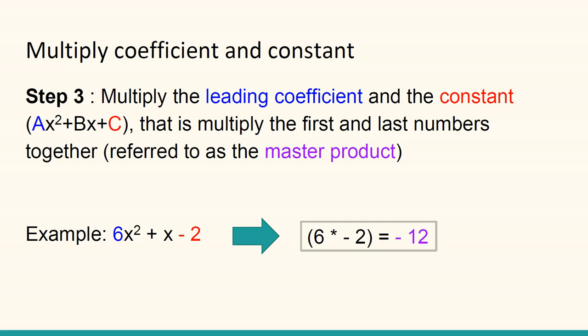For this step, we have to multiply the leading coefficient with the constant. Why do we have to multiply the leading coefficient by the constant? Good question. We multiply the leading coefficient with the constant because it will help us find the factors of this equation. This will lead us to the master product. Oh, I see. And what is the master product? The master product is the result of multiplying the leading coefficient and the constant. In this case, we see the leading coefficient is 6 and the constant is negative 2. So if we multiply them together, we get a master product of negative 12. So we're going to use this number in the next step.